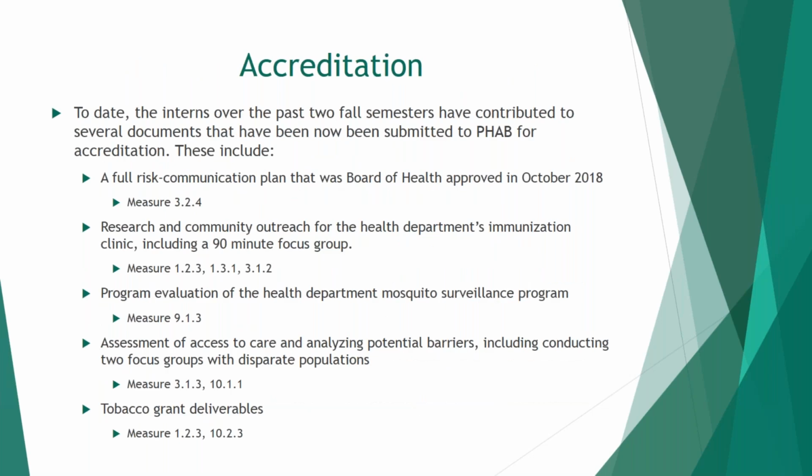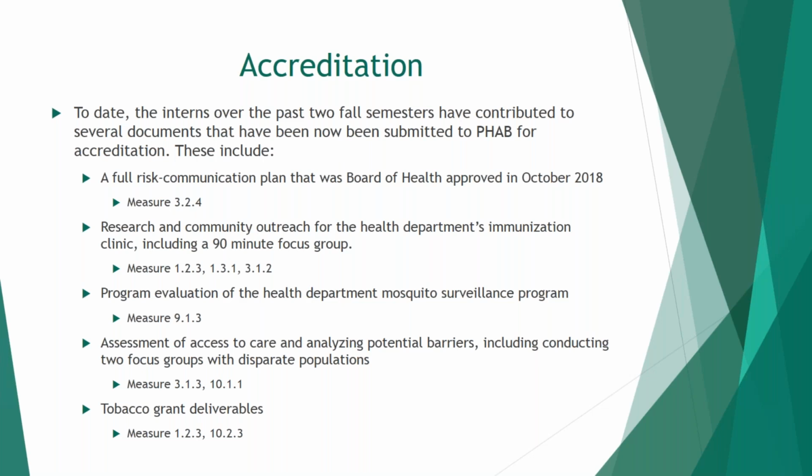And as for accreditation, here is a quick highlight of the areas where the interns have been able to fill accreditation gaps. We had a full risk communication plan made by 4 interns, approved by the Board of Health in October, and that fulfilled an entire measure. And the research done with our immunization clinic and the 90-minute focus group that resulted from that was able to fulfill some of the more challenging measures, including measures from Domain 1, which is a troubling domain for many smaller health departments, as it's a lot of primary data that has to be collected.